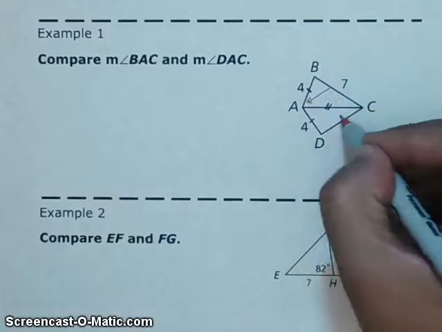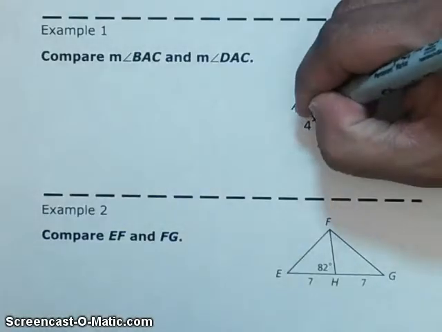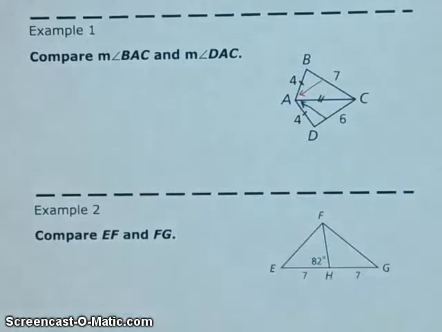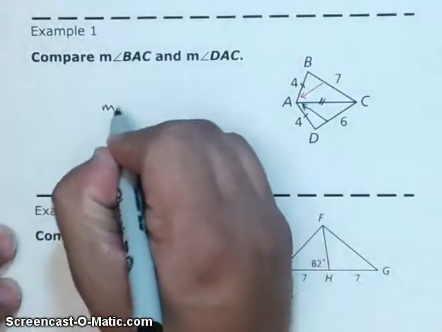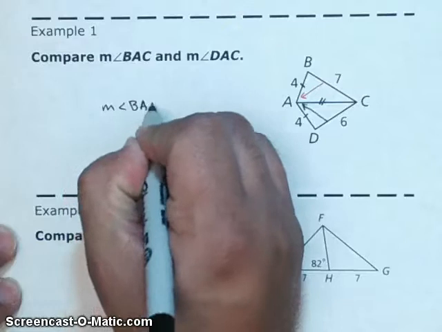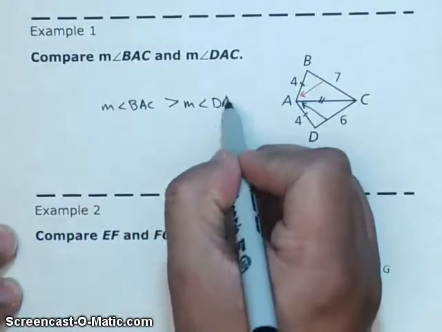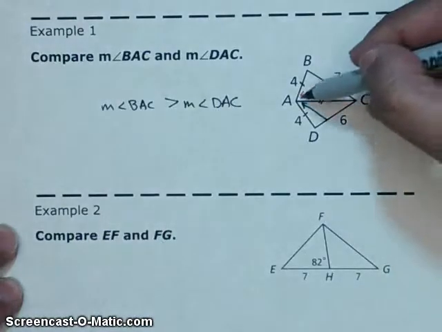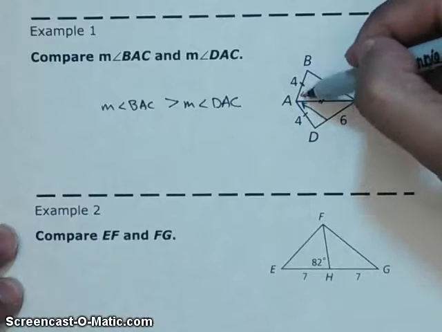if I compare that angle to this other angle over here, looking at the opposite sides, I would say that the measure of angle BAC has to be greater than the measure of angle DAC, since this side that's opposite the angle is larger. That means this angle has to be larger.